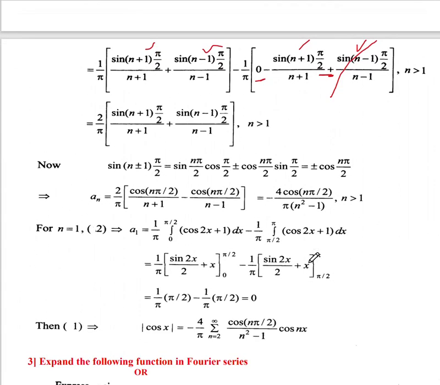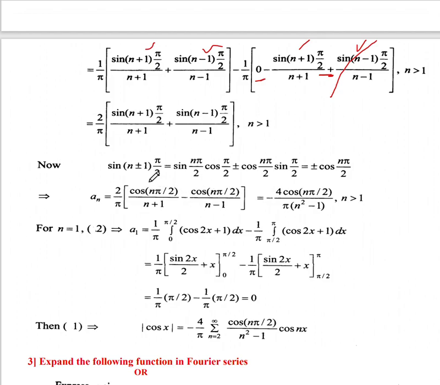Now for (n ± 1)π/2, the value of sin(nπ/2 ± π/2) is sin(nπ/2)cos(π/2) ± cos(nπ/2)sin(π/2). So this becomes ± cos(nπ/2). Okay, so we will use this concept.